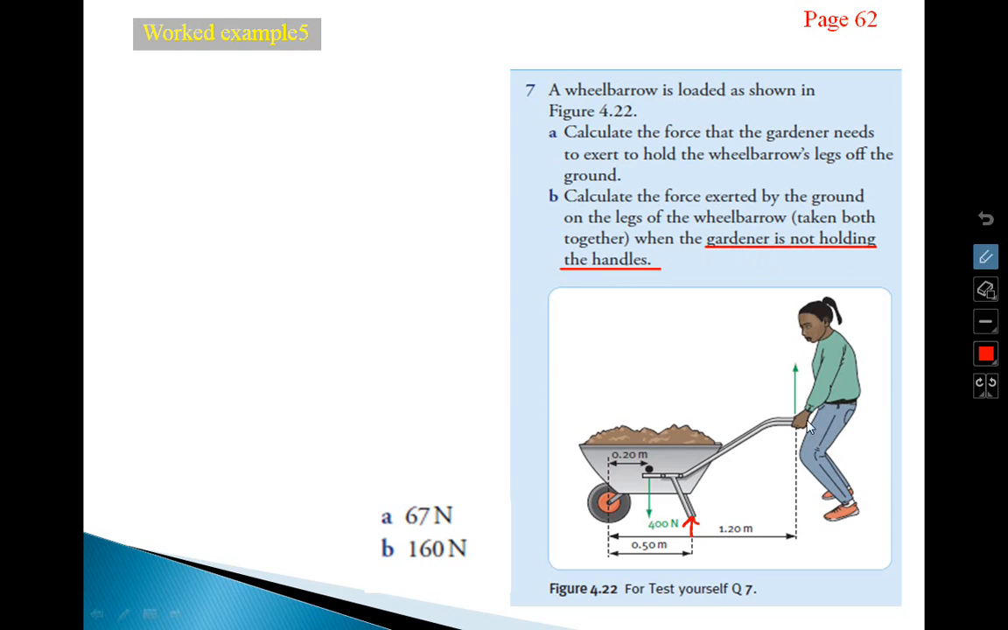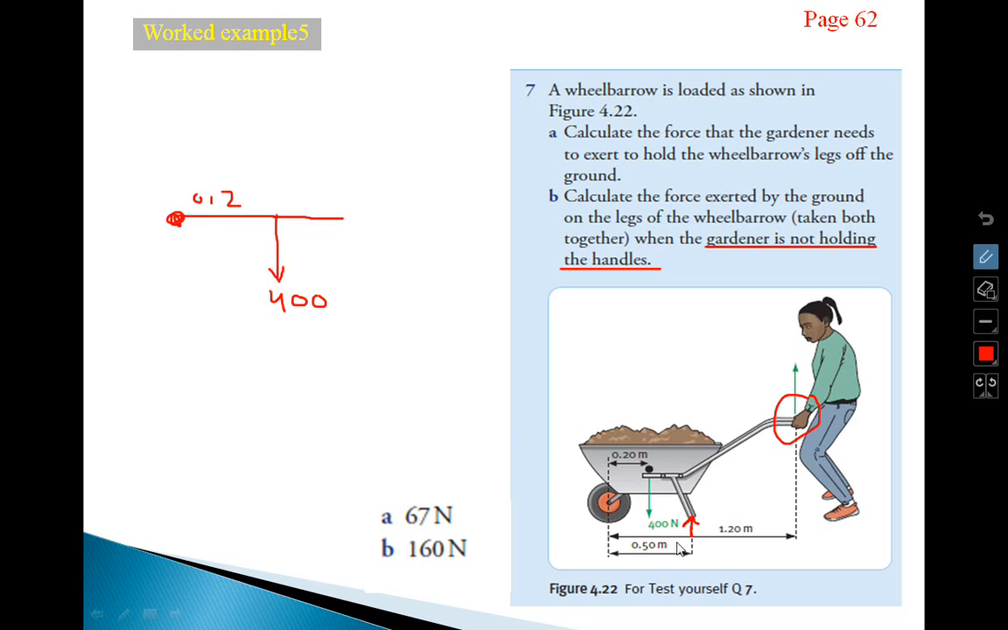What does it mean? This means that there is no force here. The force here is equal to 0. The gardener just left the handles of the wheelbarrow. So we will draw a simplified diagram. We have the pivot here, and we move right. The first force is 400 Newton, with distance of 0.2 meter.